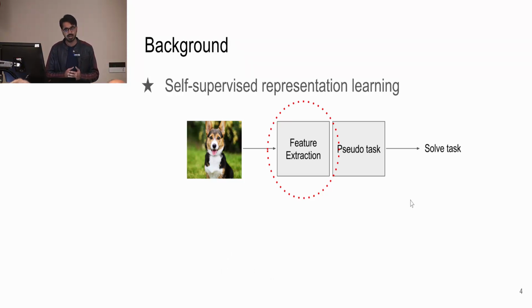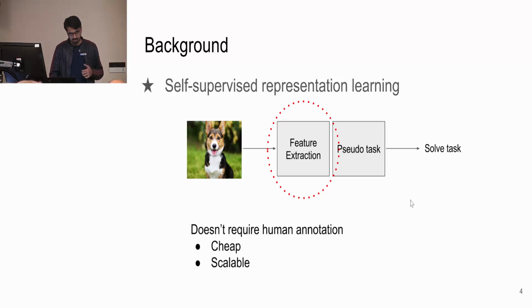In self-supervised learning, instead of trying to classify images, given a set of images, we define a pseudo task and we try to solve that task. During the process, we still learn some useful representations. This process has the advantage that it doesn't require human annotation, so it's cheap and scalable.